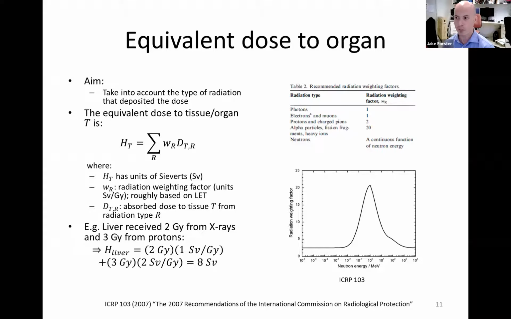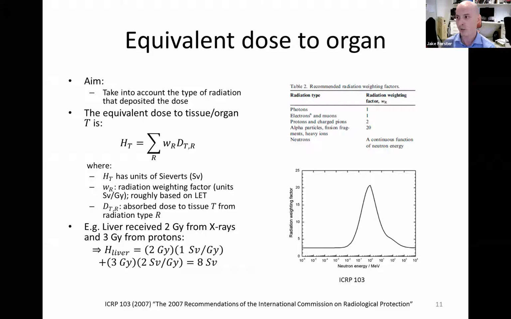For this, we have this quantity called the equivalent dose, and the equivalent dose is defined for a particular organ. The equivalent dose to an organ is defined as the product of the absorbed dose to the organ from a particular radiation type R multiplied by the radiation weighting factor for that radiation type, and then summing over all of the radiation types that deposited dose. This equivalent dose has units of sieverts instead of gray, and so these radiation weighting factors have units of sieverts per gray.